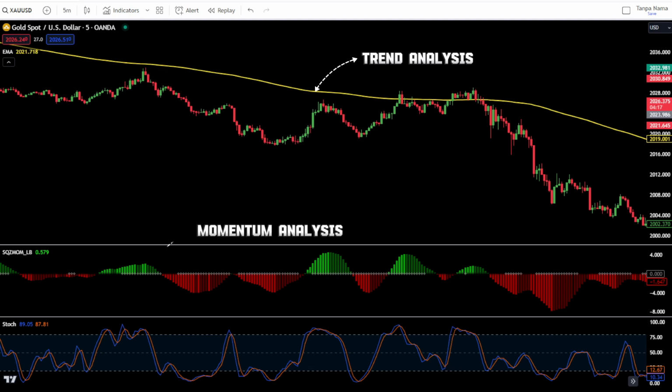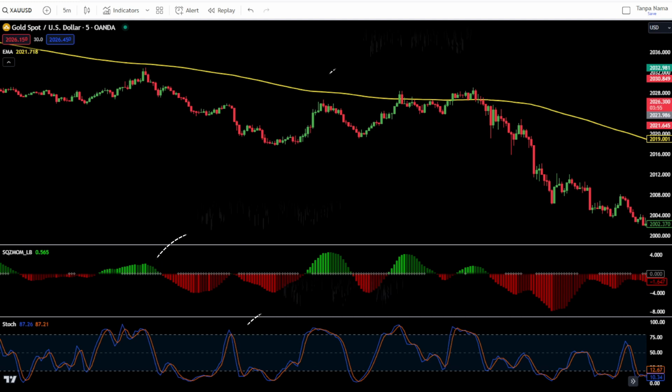Momentum analysis. To gauge market momentum, you can employ the squeeze momentum indicator. Order placement. As a determinant for placing orders in the market, the stochastic oscillator can be utilized. These indicators play crucial roles in helping traders make informed decisions by providing insights into the market trend, momentum, and suitable entry points for buying or selling orders.